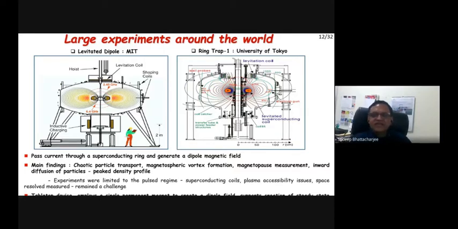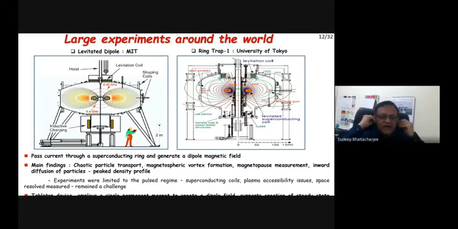On the right hand side is a ring trap experiment at the University of Tokyo. Here also you have a superconducting coil, and these are the magnetic field lines, and this is also a huge experiment. Now what they do is pass current through a superconducting ring and generate a dipole magnetic field.